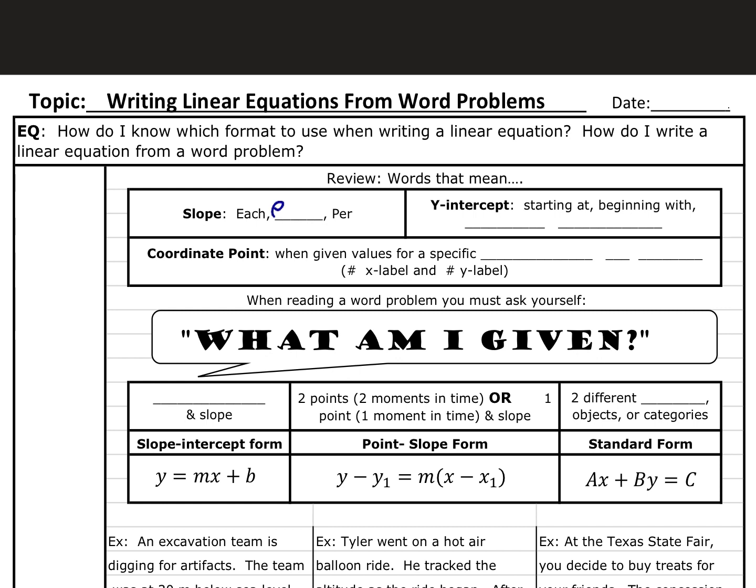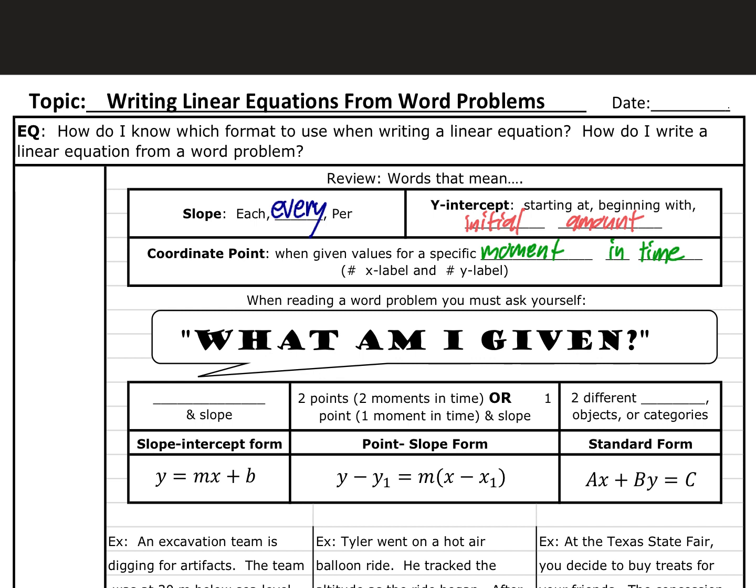So when you're trying to write a word problem, you need to remember words that mean slope, such as each, every, and per, words that mean y-intercept, such as starting at, beginning with, or initial amount, and words that mean you have a coordinate point, which could be when you are given values for a specific moment in time, or when you're given both an x and y distance. So anytime you have an x label and a y label.